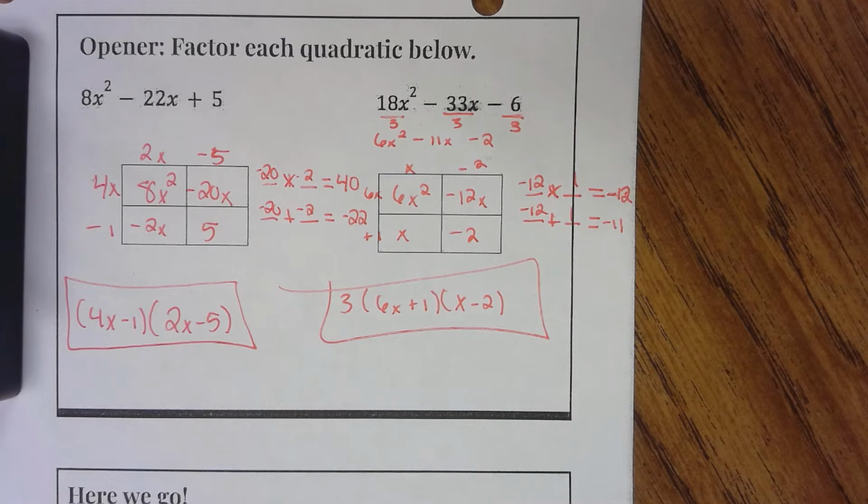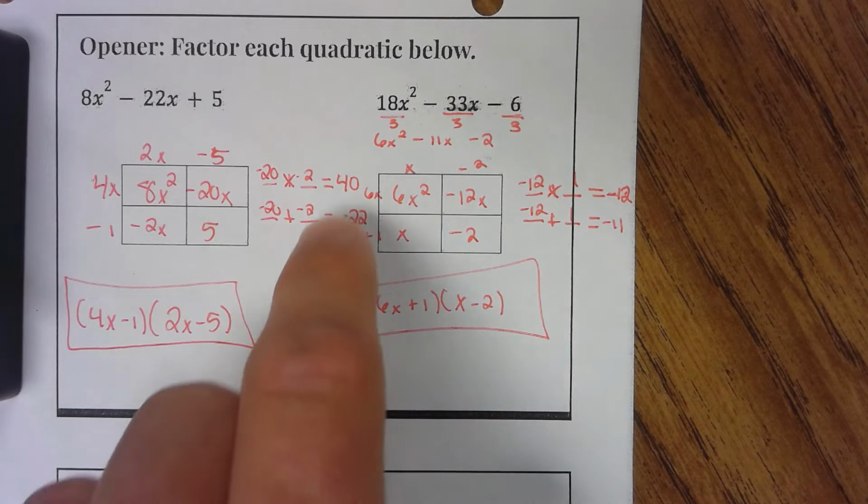So with the first opener here, 8x squared minus 22x plus 5, there's no greatest common factor there. Okay, and that's going to happen every now and again, right, where there isn't a GCF. Just when we find them, it either, one, makes it a lot easier, or two, is really all that we need to do. Okay, so no GCF there.